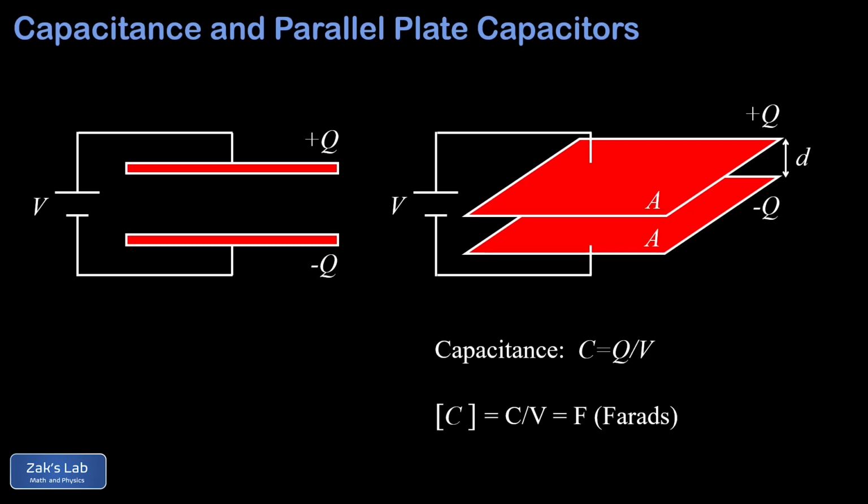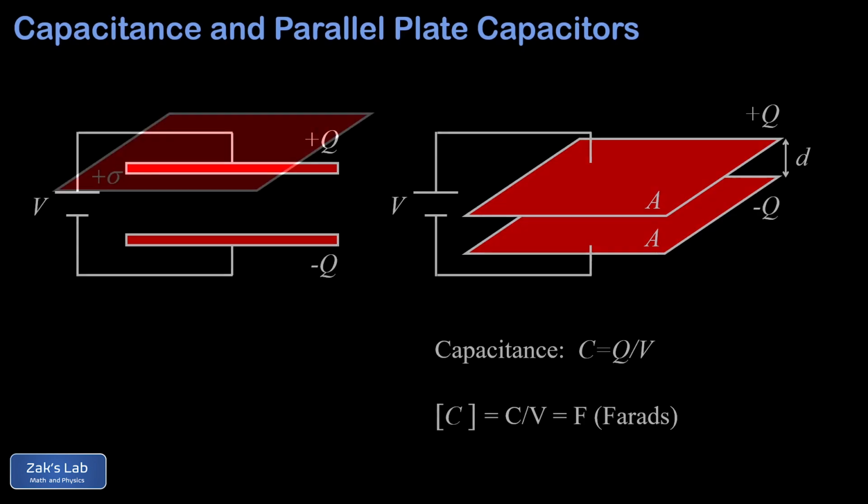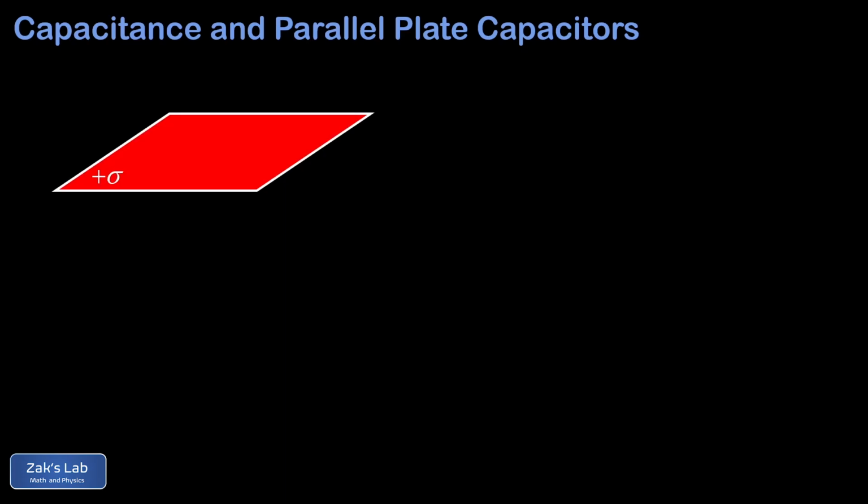But to find the potential difference between the plates, we need to know the electric field between the plates. So to get at the electric field, we're going to start with an isolated sheet of charge. And as long as we're close to this sheet and stay away from the edges, the electric field is well approximated by the infinite sheet approximation. And I'll post a link to the video where this result was derived using Gauss's law.